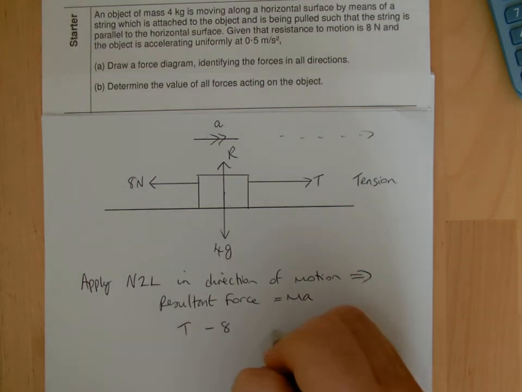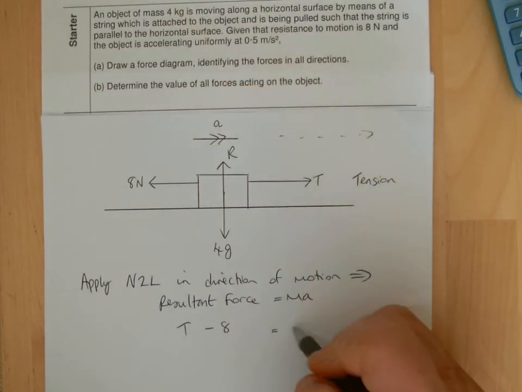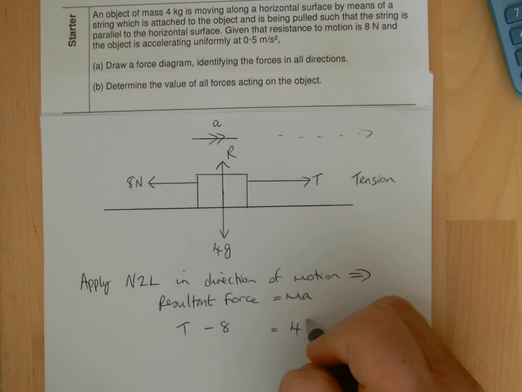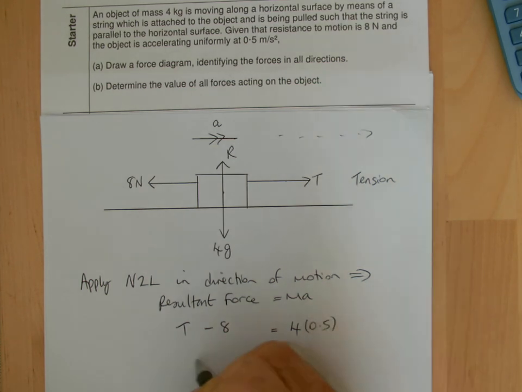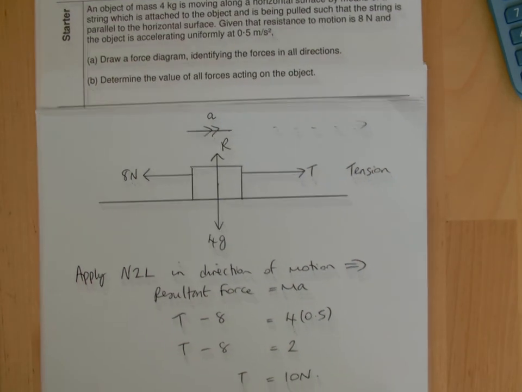And that will equal the mass, which is 4 kilograms. You just put 4. And for A, it says acceleration is 0.5. So you've got T minus 8 equals 4 times 0.5, which is 2. That means T will be 10 newtons. So the tension in the string is 10 newtons.